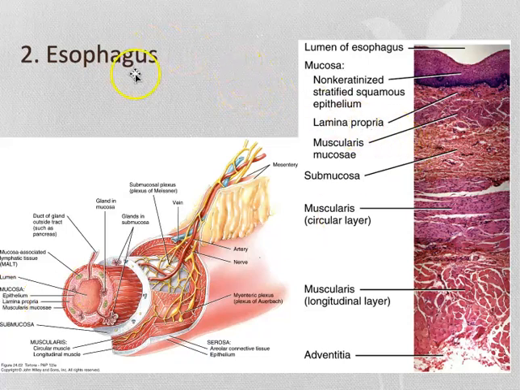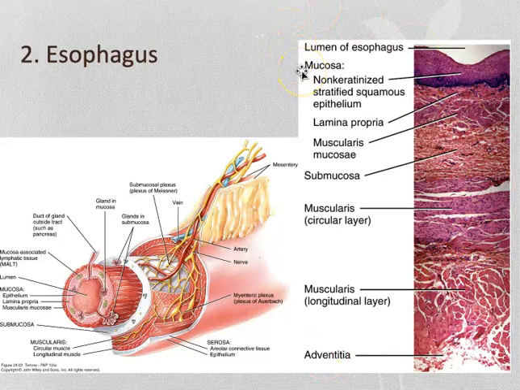Okay, so onto the esophagus. Let's take a quick look at the microscopic anatomy. We'll see that we have these different layers. We're going to see these repeated over and over in our digestive tract. We have the mucosa, the submucosa, the muscularis, in this case made up of 2 layers, and then the adventitia.